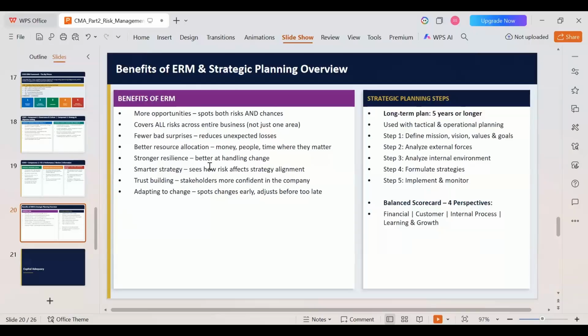Then stronger resilience, better at handling changes. So we came across these COSO ERM principles. There we came to know that we should continuously keep a view on substantial changes that are taking place. So we will be better at handling changes. Then smarter strategy. Based on the various levels of risks that are present, we will strategize better.